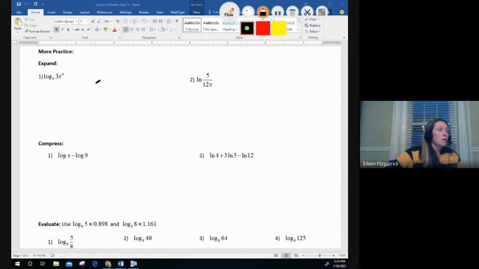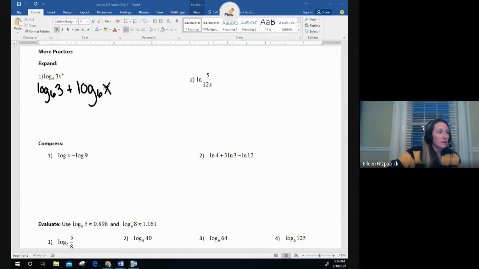All right. So for the expanding, I'm going to first break apart and then take care of the power. Multiplication pairs with addition, so I'm going to have log base 6 of 3 plus log base 6 of x to the 4th. Then I take care of the power. So log base 6 of 3 plus 4 times log base 6 of x.